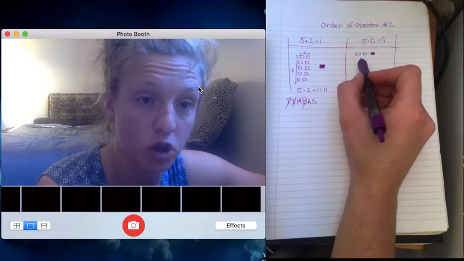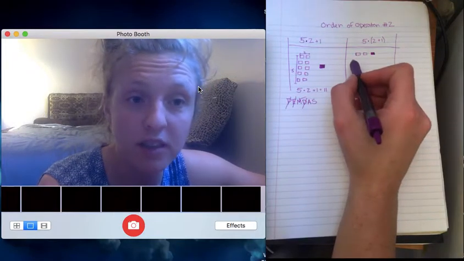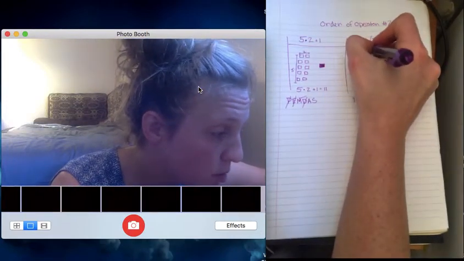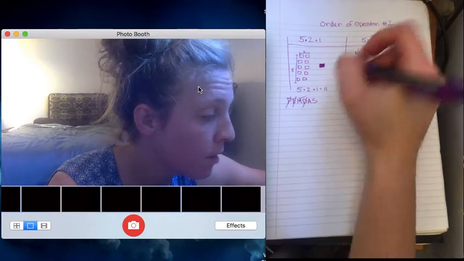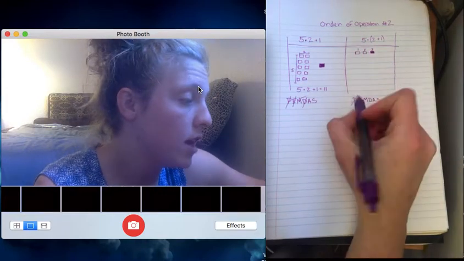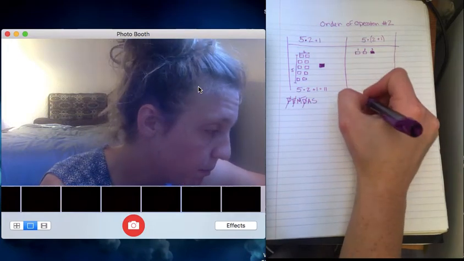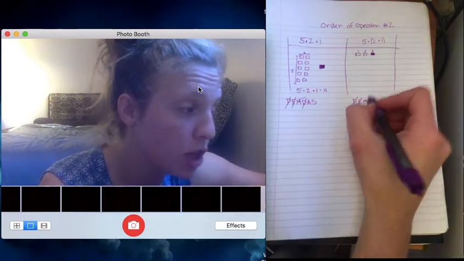So I remember that this is 2 and then plus my 1, which does give me 3. So this is 1, 2, 3. Okay, so I did my parentheses. Now I'm doing my exponents, but I don't have any. And then I'm thinking about multiplication.